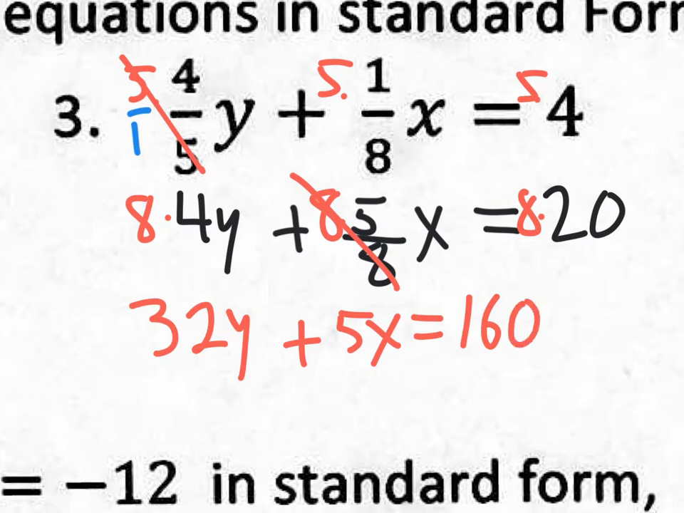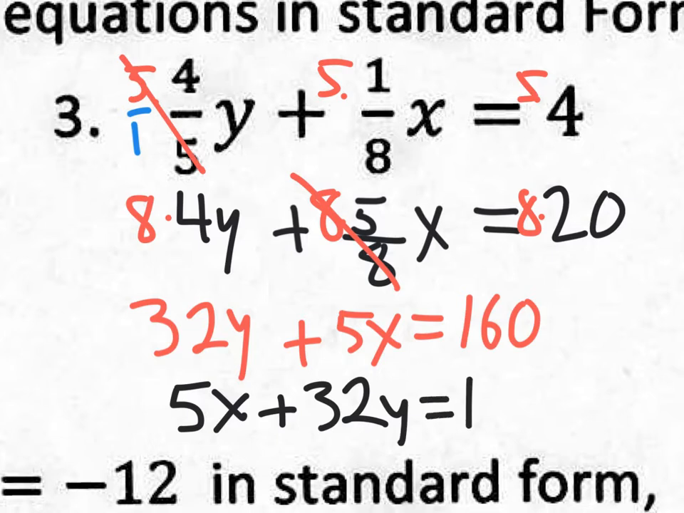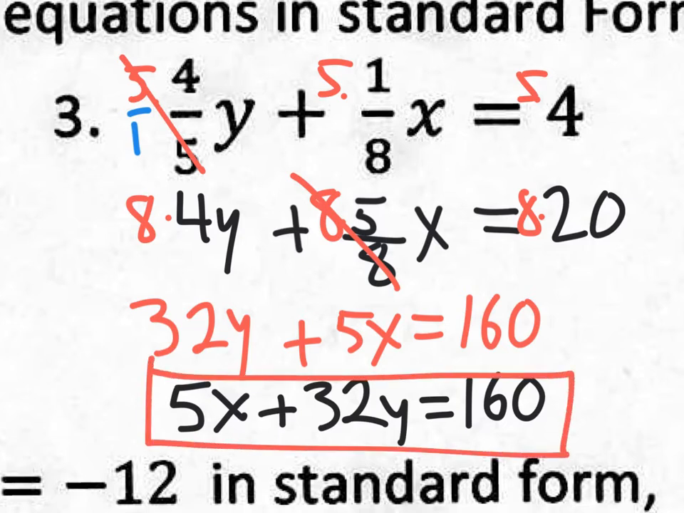Now, I still need to switch these guys. I need to switch the order to have the ax before the by. So my final answer will be 5x plus 32y equals 160. One more thing I'm supposed to check is to see if these are divisible by 5, and both of them are not divisible by 5, so I'm done. That's as far as I could go. That's as nice as I could make it. That is my ax plus by equals c answer.